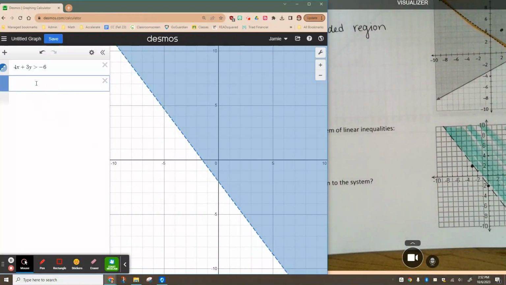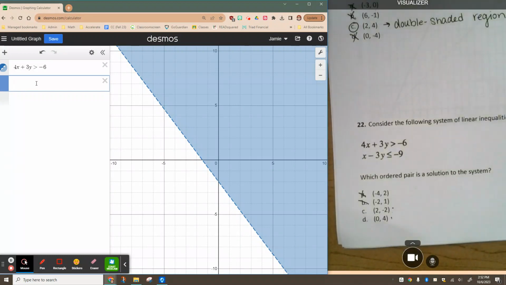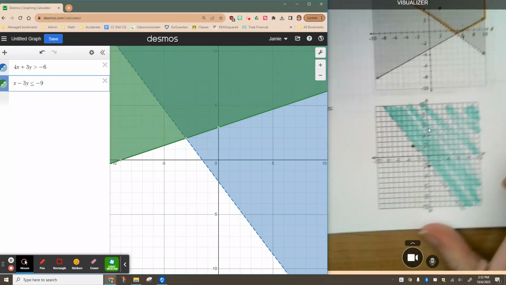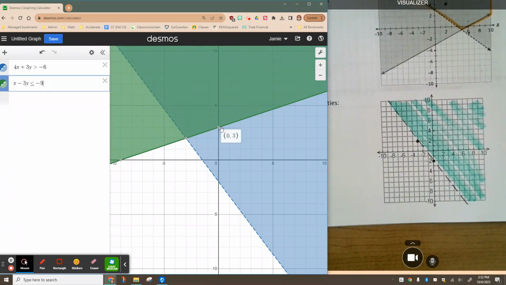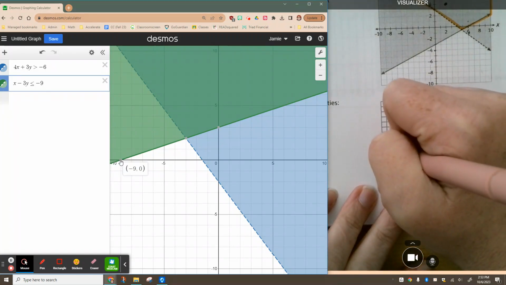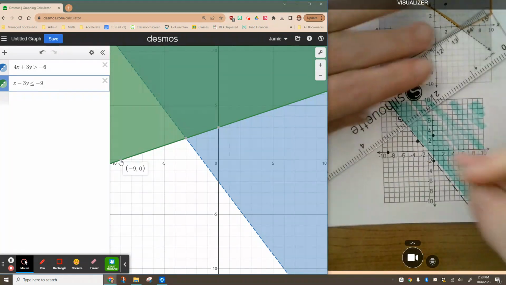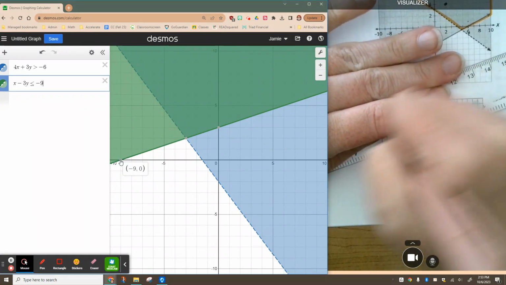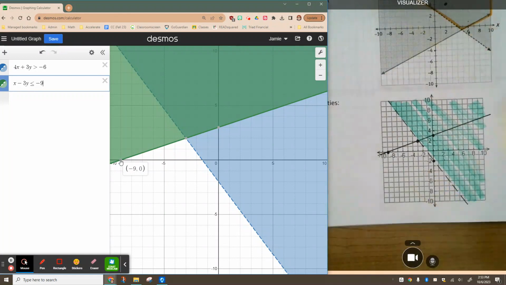Let's put in the other equation, which is right here, x minus 3y is less than or equal to negative 9. Okay, I'm going to come back and graph over here. Let's see, that looks like 0, 3 and negative 9, 0. And that's a solid line, and shade it above. I'm going to shade that in yellow.